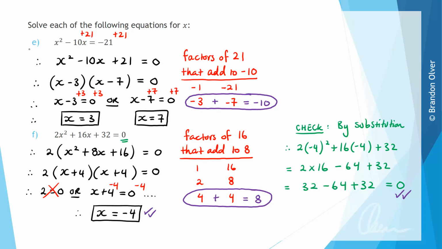So for part E, you could check that x is 3 is correct by substituting it into the equation and seeing if it gives us a correct statement at the end. The same could be done with x equals 7 for part E as well.